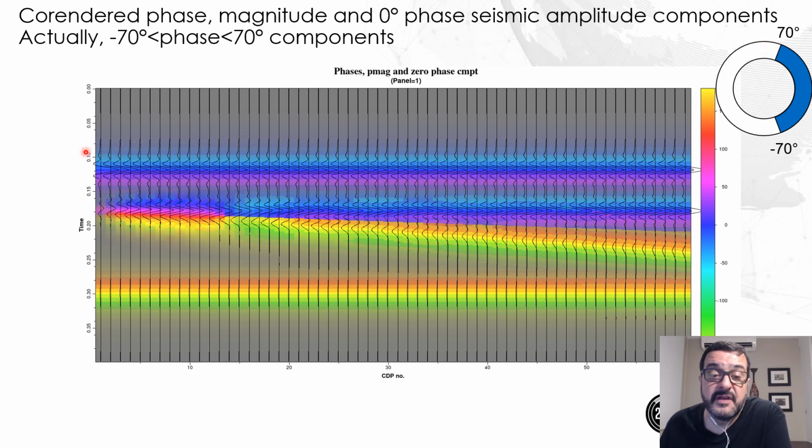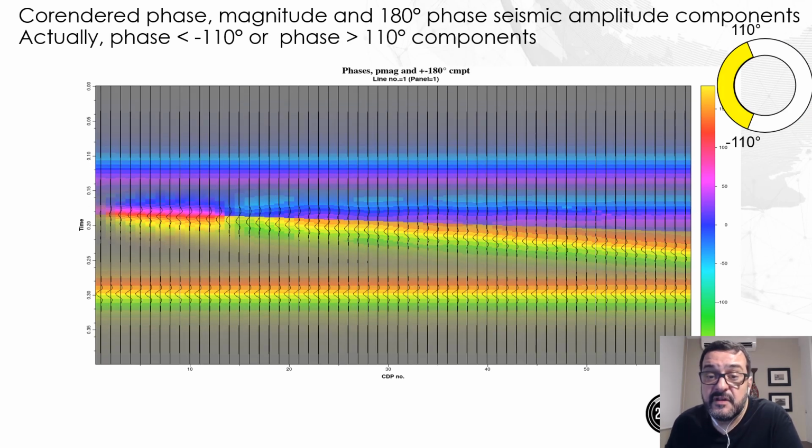In this figure, we selected the phase range from minus 70 degrees to 70 degrees. And the phase component indicates clearly the top reflector and the top of the wedge model. And this figure shows the phase range from minus 110 degrees to plus 110 degrees. And this confirms that the bottom reflector of the wedge shows the 180 degrees phase rotation.